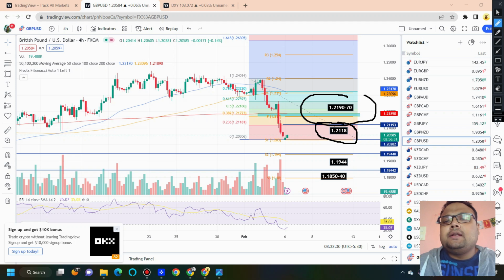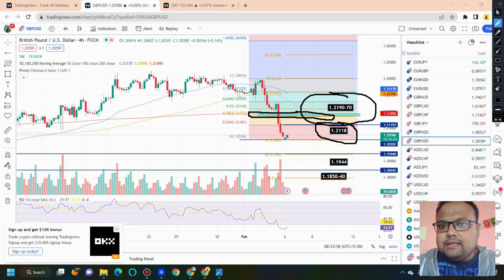Wait for the market to hit the next resistance of 1.2190 to 1.2170. This is a resistance zone because of the presence of the 200 moving average as well as the Fibonacci 38.2% retracement level. So after the massive selling on Friday after NFP, there's a good chance that the market may face some selling again. If it does, you can consider taking a sell position around 1.2190 to 1.2170. This is a resistance zone.